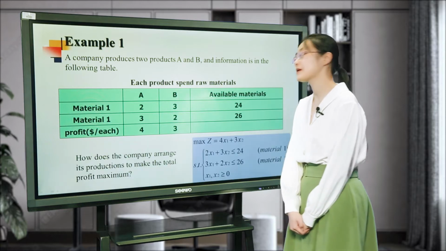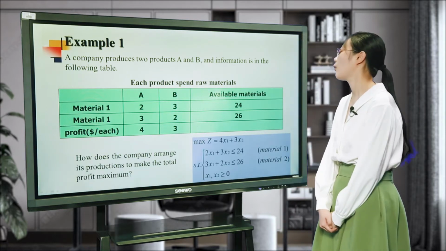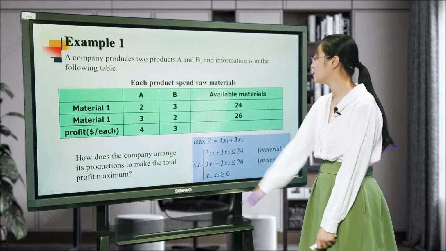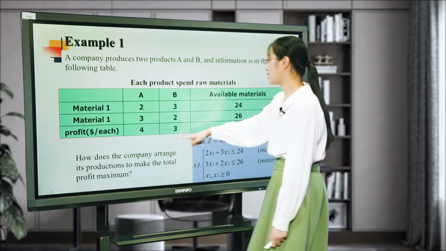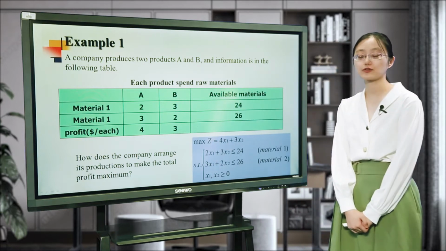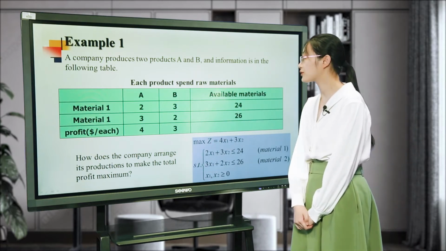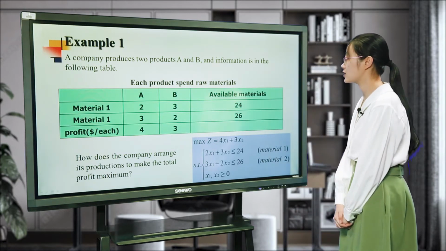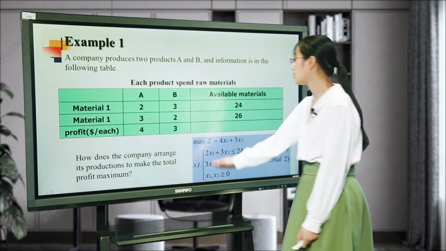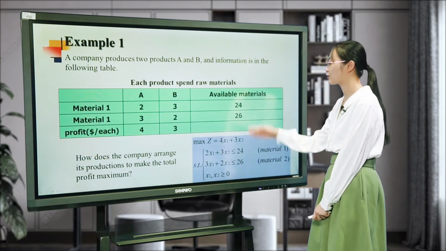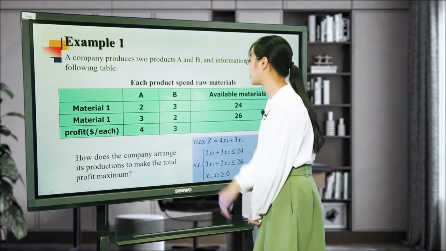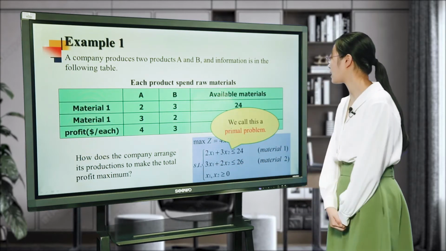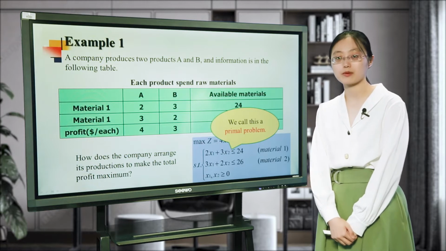We say this is simply a linear program problem where our objective function is to maximize the profit. So 4x1 plus 3x2, where x1, x2 denote the number of products A and B. And then with some constraints on the materials. So 2x1 plus 3x2 less than or equal to 24, 3x1 plus 2x2 less than or equal to 26. So this is the problem, what we call the primal problem.